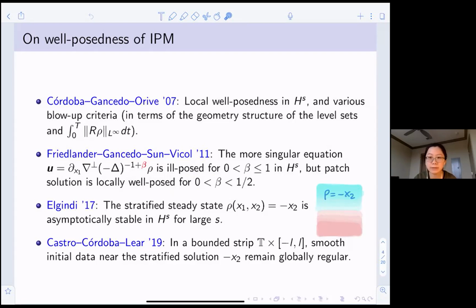And intuitively, we would expect that if the lighter density is on the top and the heavier density is on the bottom, then such things should be stable, and it should be unstable if it's the other way around. So this has been rigorously proved by Elgindy.